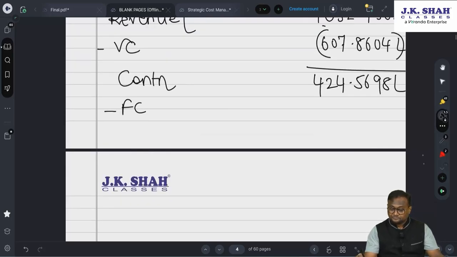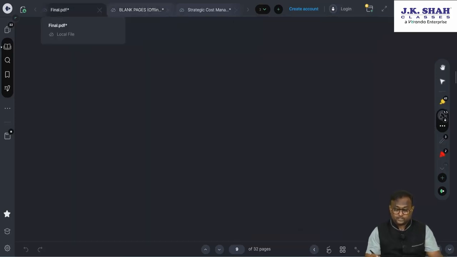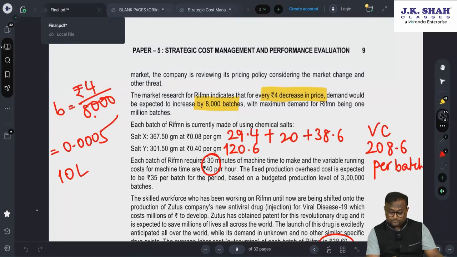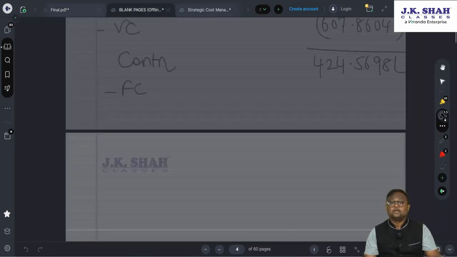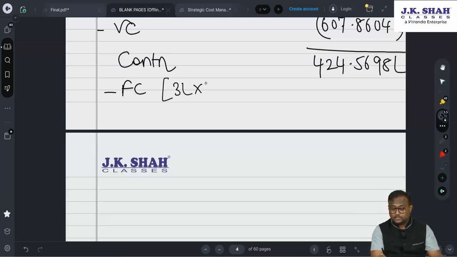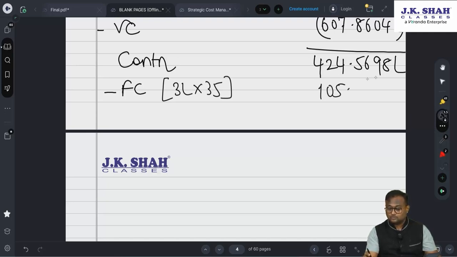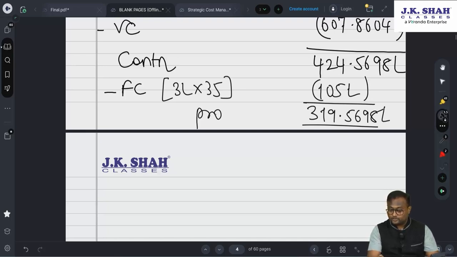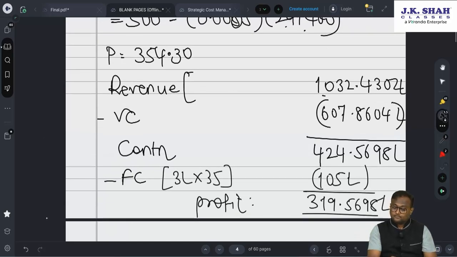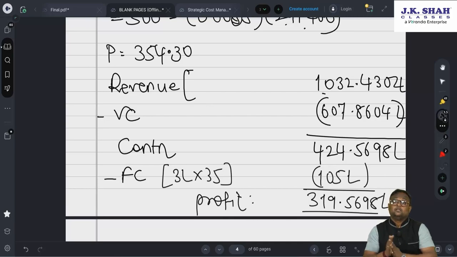How much is the fixed cost? The fixed cost is 35 per batch for a batch size of 3 lakhs. So, 3 lakhs into 35. ₹319.5698 lakhs is the profit. The only important point was knowing the initial price when the demand is 10 lakhs, maximum demand.